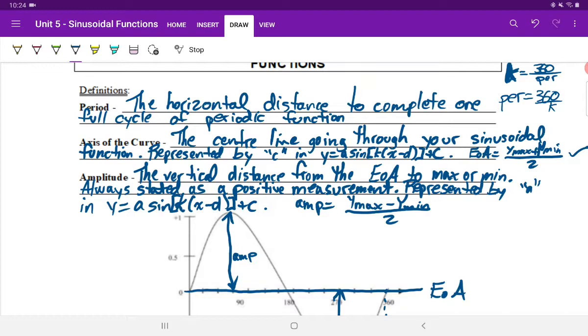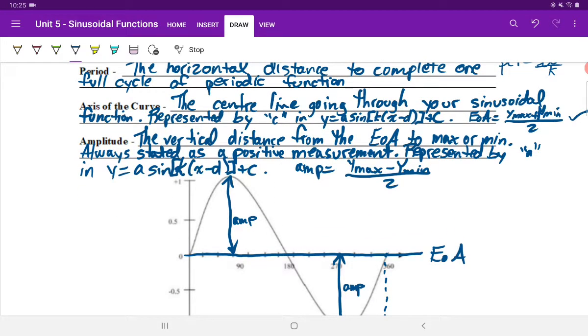Now there's also the amplitude, which is the vertical distance from your equation of axis to your max or your min. It's always stated as a positive measurement, and it's represented by a in your sinusoidal equation. There's also a formula to find amplitude. Careful: in this formula for amplitude, you subtract y max minus y min, whereas in the equation of axis, you add.